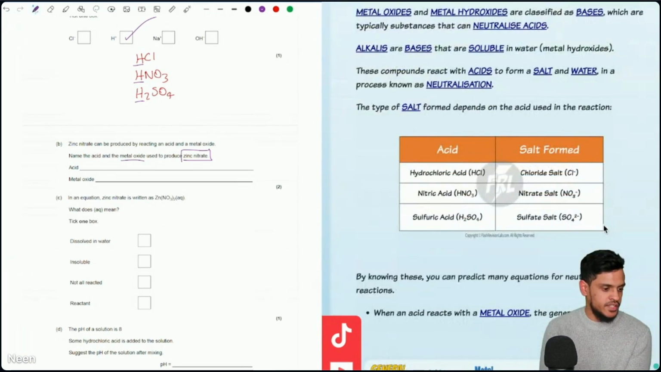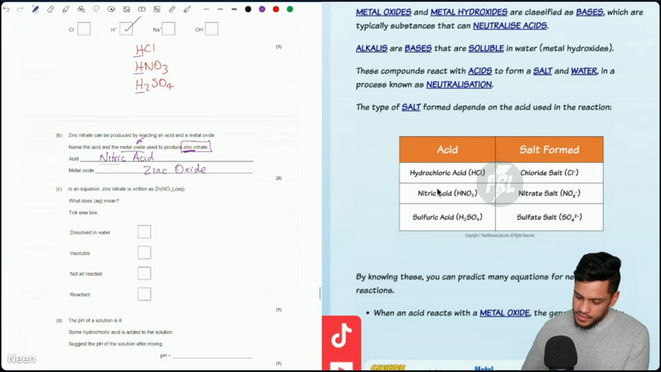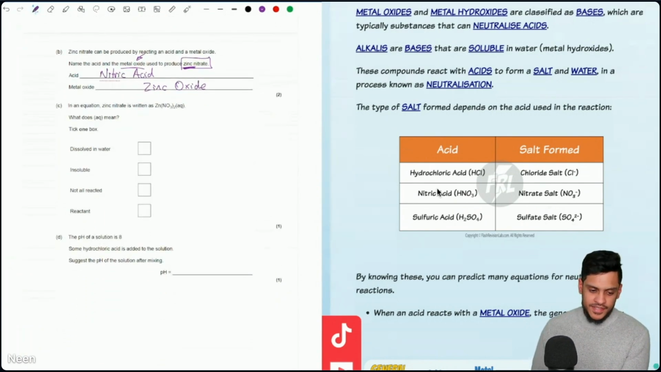So here, we've got a table that tells you to form a nitrate, you need nitric acid. And then the metal oxide, it specifically says oxide, so you need zinc in there, so it's going to be zinc oxide. In an equation, zinc nitrate is written as Zn(NO3)2 (aq). What does AQ mean? AQ means it's aqueous. Aqueous means it's in solution. Solution means it's dissolved in water.